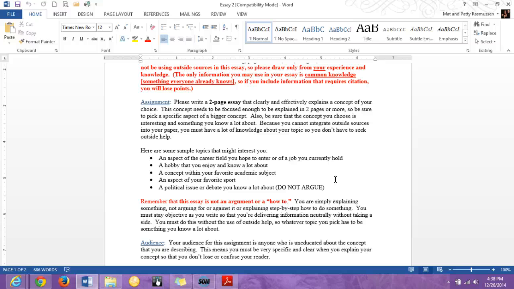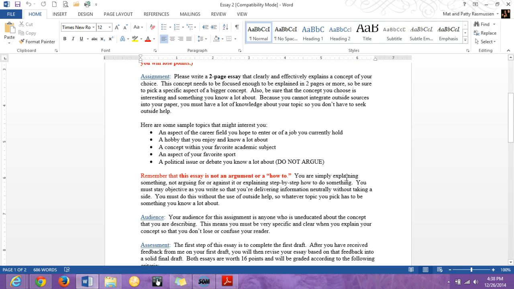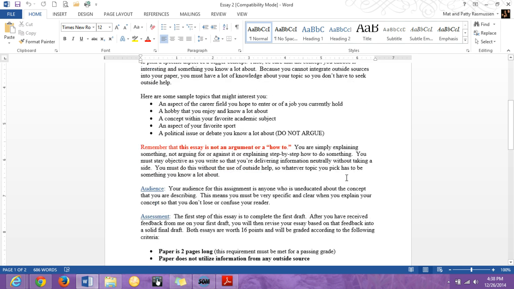Also make sure that it's something that you care about and that you're passionate about, and that will help your enjoyment as you write it. So again, just make sure that you're not integrating outside sources and that it's something that you enjoy. Also keep in mind that you don't want to have a topic that you're going to get argumentative about. So perhaps if you know a lot about politics, you have to make sure that you don't argue one way or another about whatever you want to discuss politically. So make sure it's not an argument.